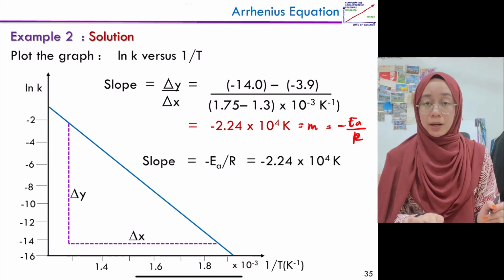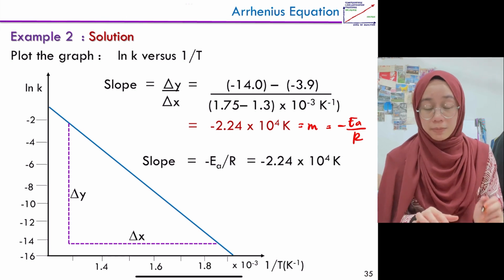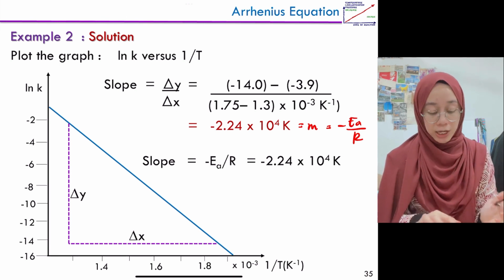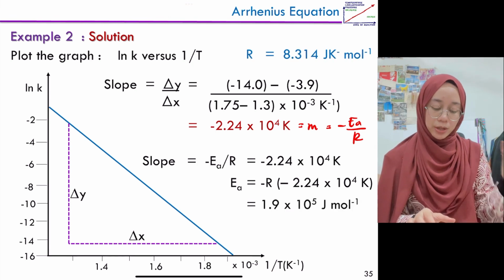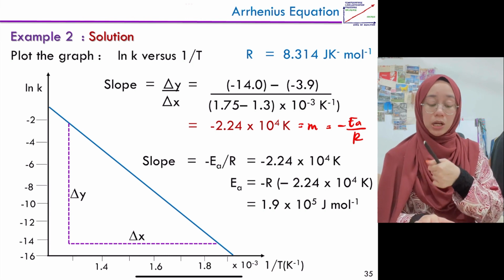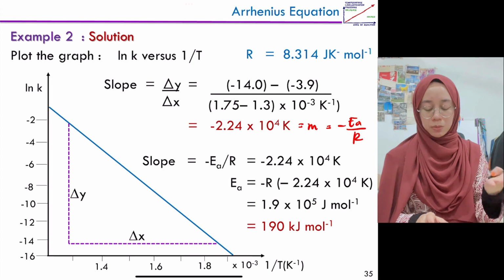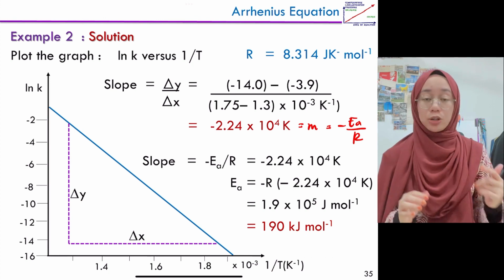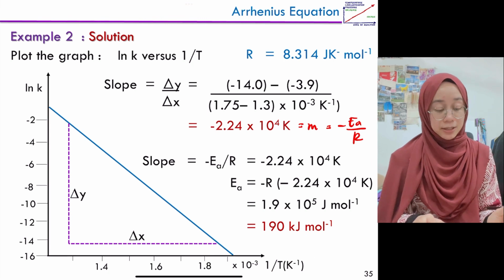So R nak dapat daripada mana? You can get from the list of constant, which is 8.314. Make sure you be careful with the unit. Okay, so masukkan values inside, and then you will get the activation energy adalah equals to 1.9 exponent 5 J per mole. So depends on soalan. Miss tak ingat soalan tadi dia minta tak dalam kJ per mole. Kalau dia minta kJ per mole, bagi jawapan dalam kJ per mole. Okay, 190 kJ per mole, then the answer for this.